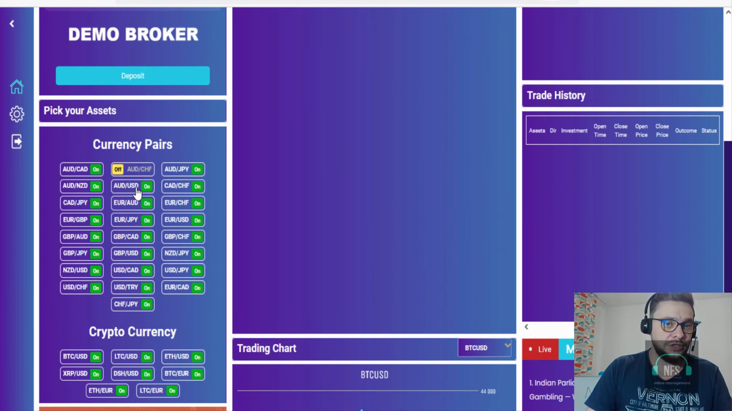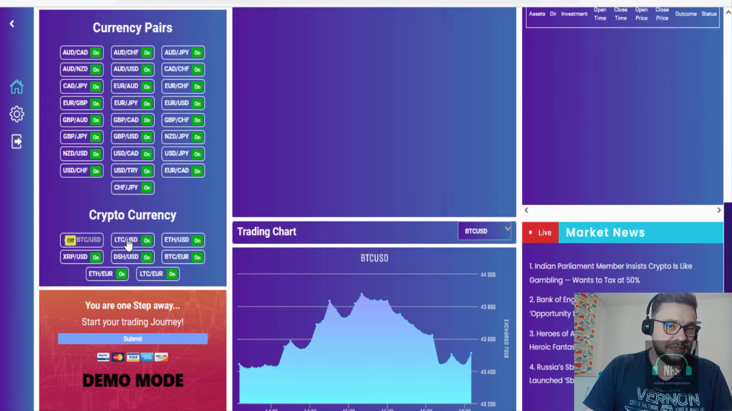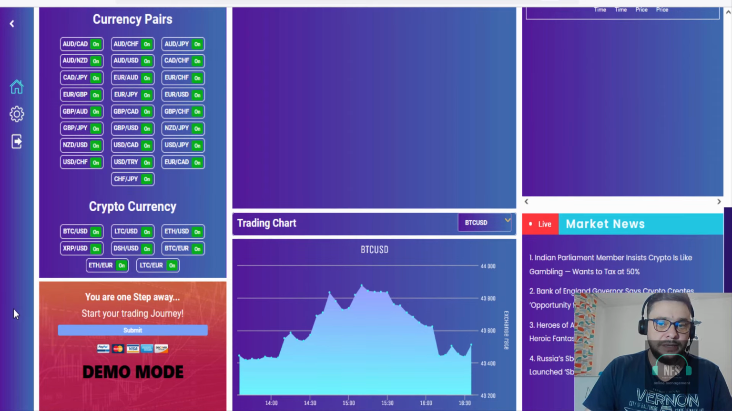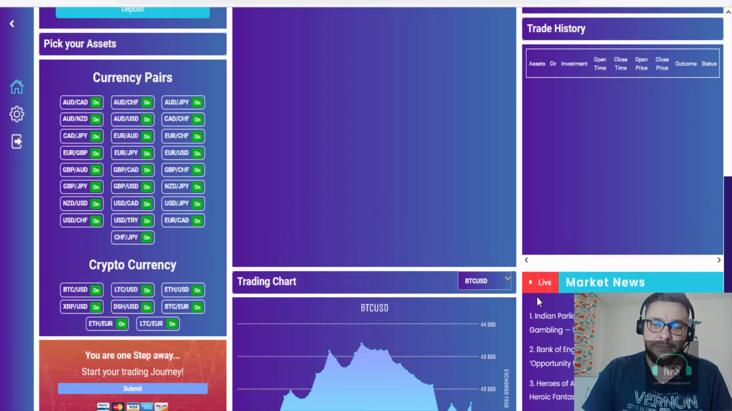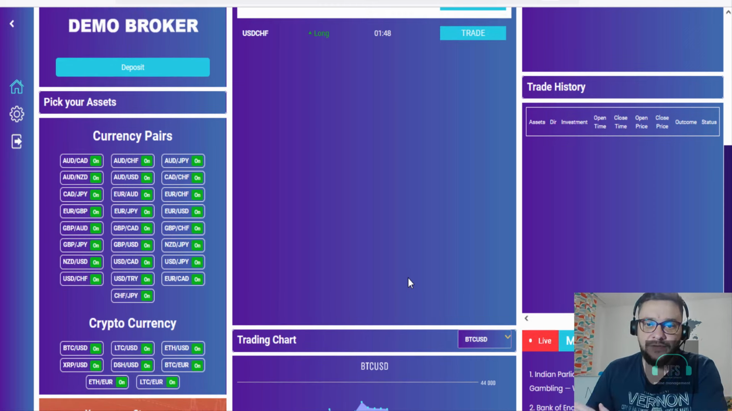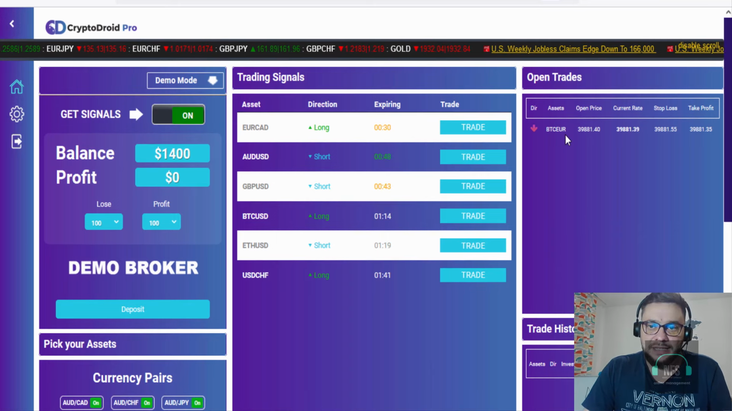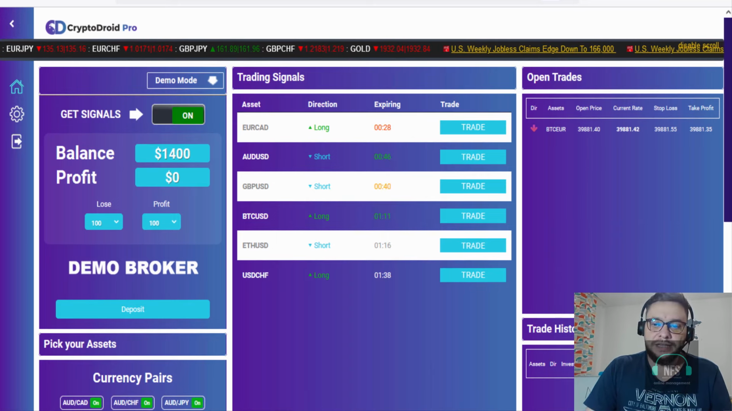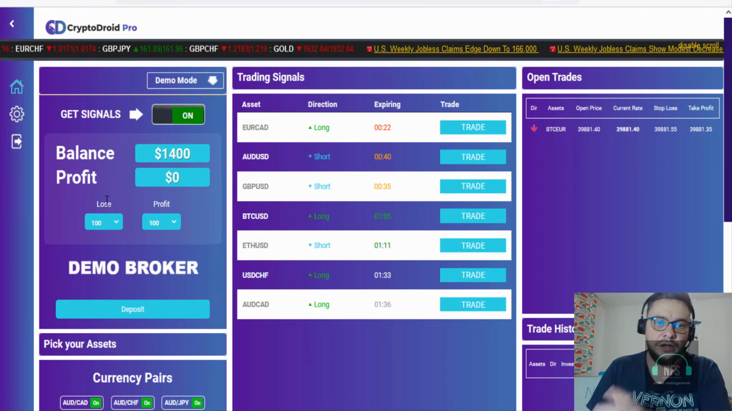And from here you can select or deselect any currency pair you want to trade, or cryptocurrency. You can select any cryptocurrency pairs. Here you can switch to your real account. Here is the trading chart. Here are the market news, because this app is combining technical analysis with fundamental analysis, which is based on news released. And here you will see trading history. This trade, let's say Bitcoin Euro, you will see it right here in trade history after it is closed on a profit or loss.